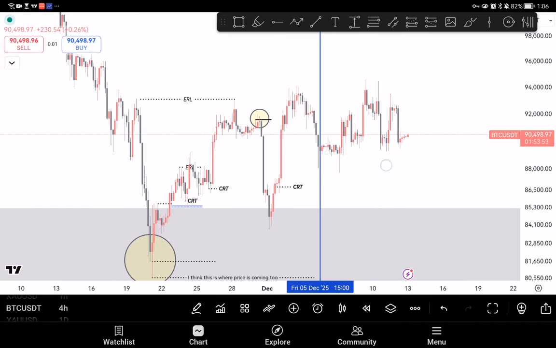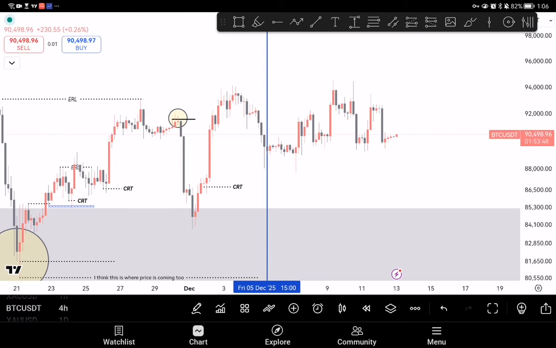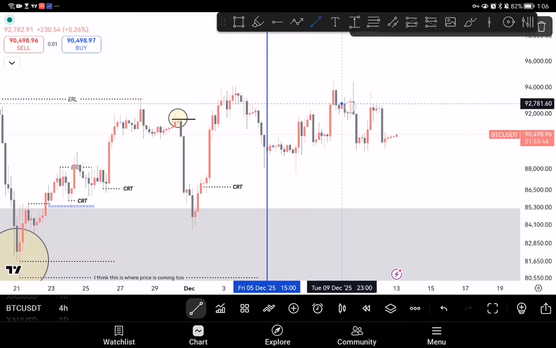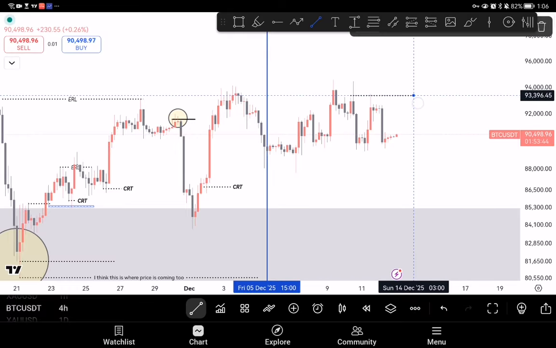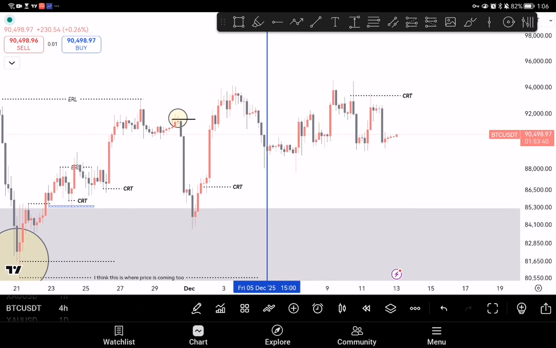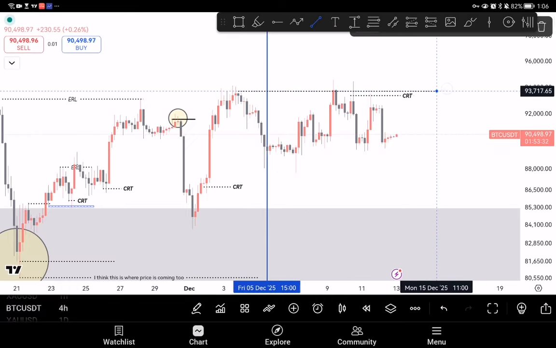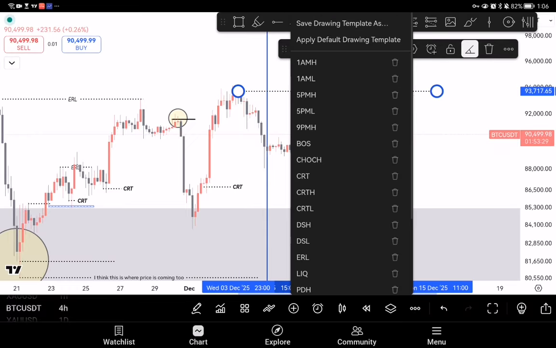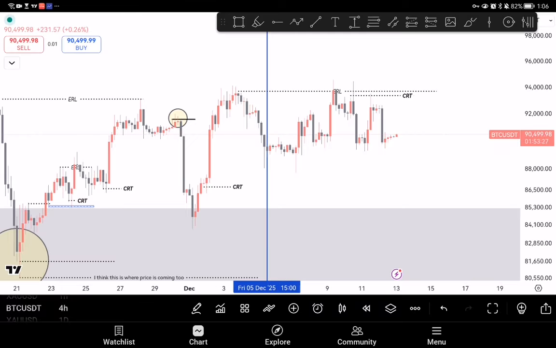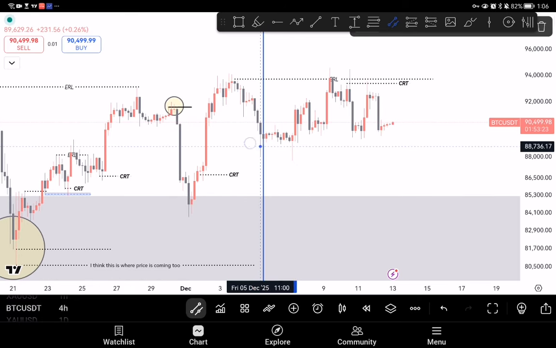That is basically it. So now that we have marked our CRT formation, let me show you another CRT formation that we had. We had a CRT formation right here. But remember that it's very important to look at key levels. This is an external range liquidity right here, and we have our CRT formation there. Where is price coming from? External range liquidity. Where is price going to? Internal range liquidity.